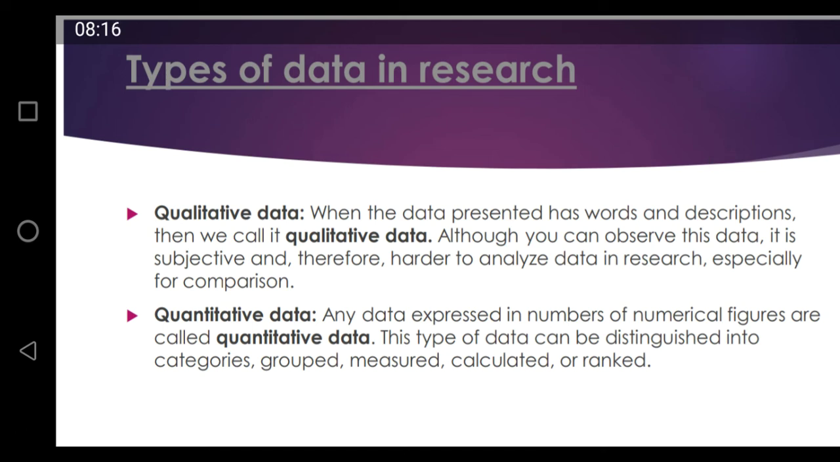It means if you are giving the data with respect to quality, it is going to be called qualitative data. Although you can observe this data, it is subjective and therefore harder to analyze in research, especially for comparison. No doubt in that. What they are telling is, it is harder to analyze the data in research, especially for comparison. For comparison, quality is always going to be very difficult. Harder in the sense that, how are we going to compare the two qualities of a product, like that? Yes, sir. Just keep this in your mind, friends.